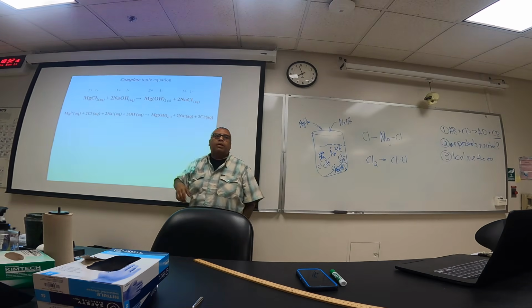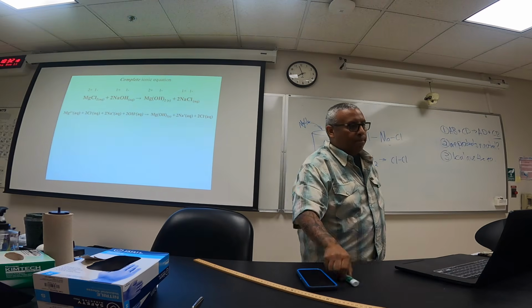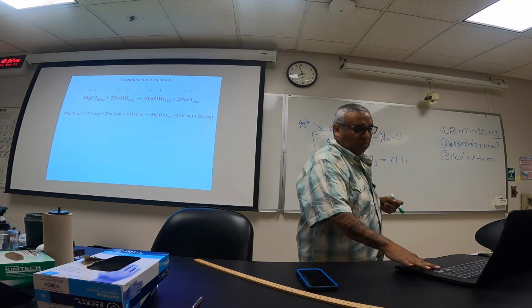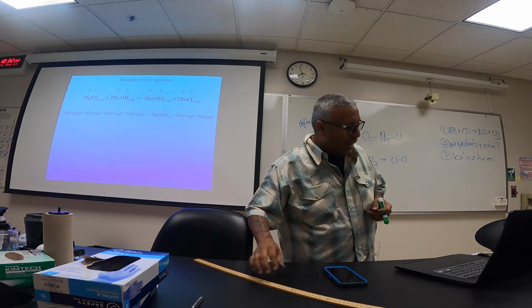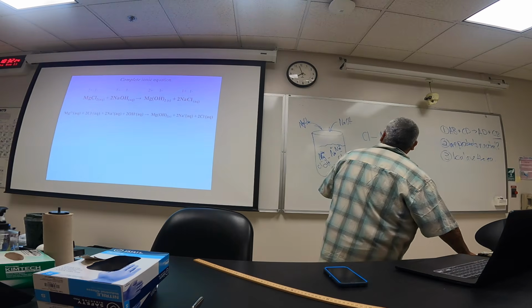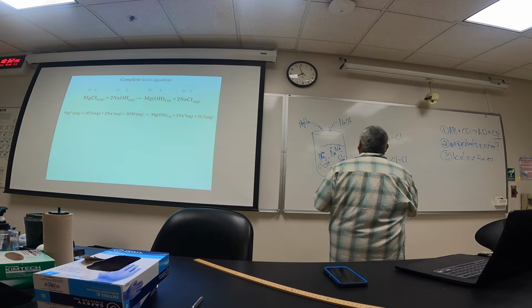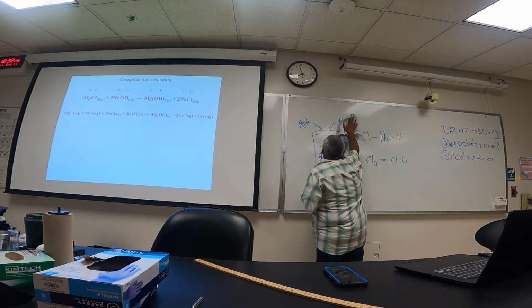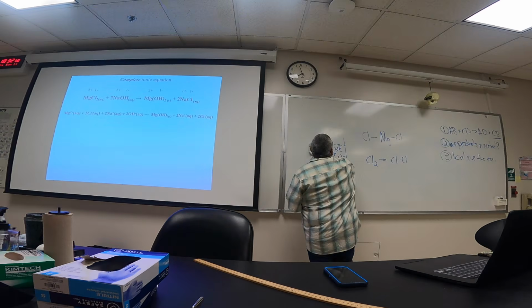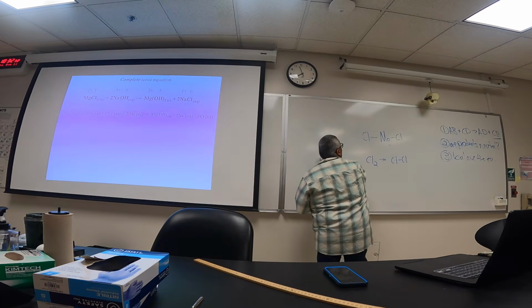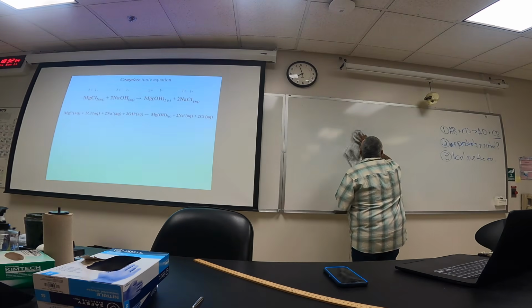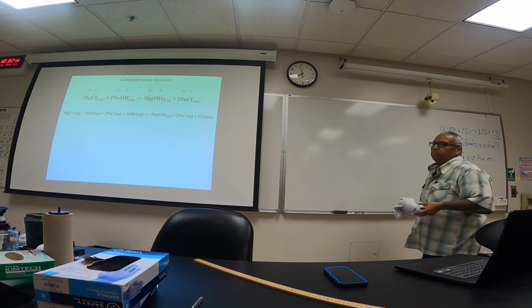Everything else is separated. Now, the last part is what we call the net ionic equation. So this is the complete ionic equation. The net ionic equation represents the actual chemistry that made the product.